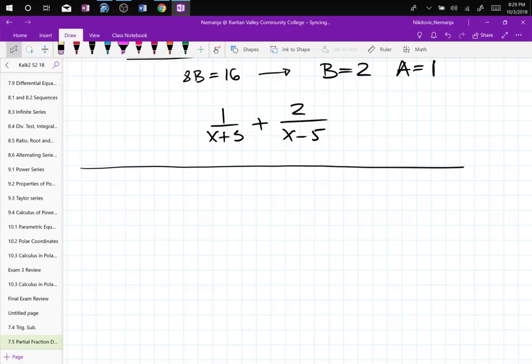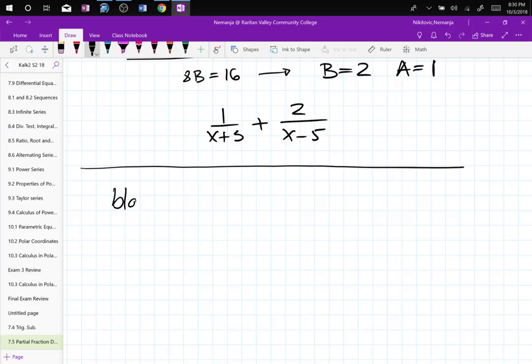The amount of variables that you are going to have, A, B, C, D, and so on, will depend solely on what denominator you have and how many factors that are squared and so on you're going to have. So that's the number of variables. The value of the variables obviously depends on both numerator and denominator.